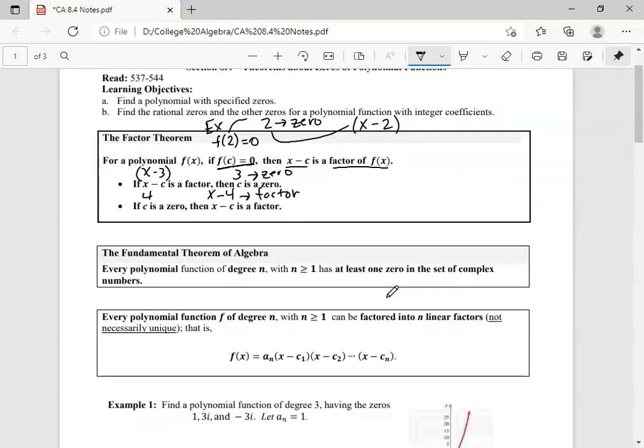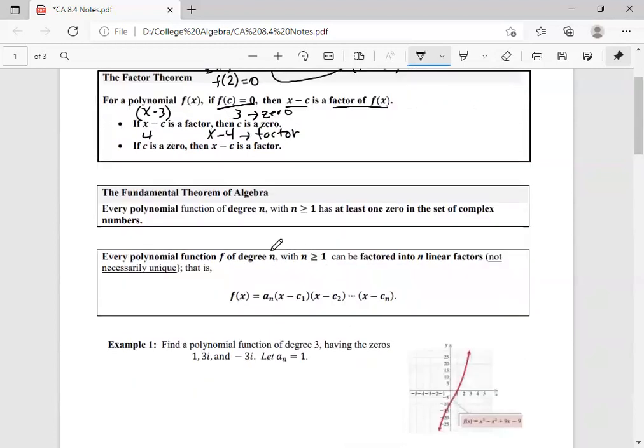Okay. So every polynomial function of degree n with n greater than or equal to 1 has at least one 0 in the set of complex numbers. Basically what we're saying is if you've got an equation and it has at least an x to the first power, you're at least going to have one 0. Every polynomial function of degree n with n greater than or equal to 1 can be factored into linear factors. We've been doing this since the beginning of class. We've been saying if you have a polynomial, you can factor it. That's what we just got through doing a lot in the warm-up, okay?